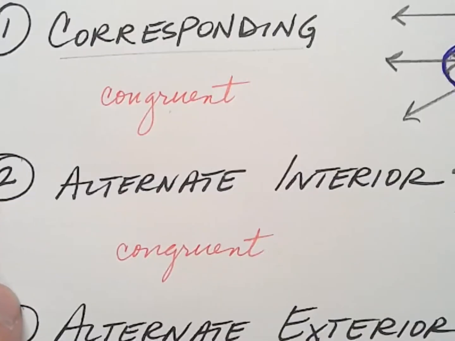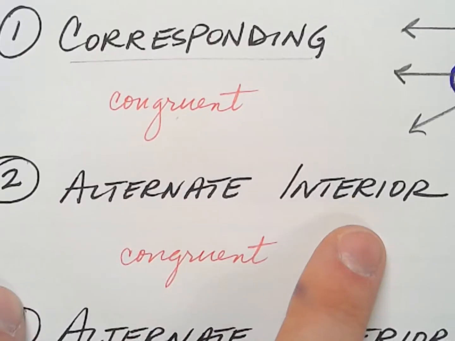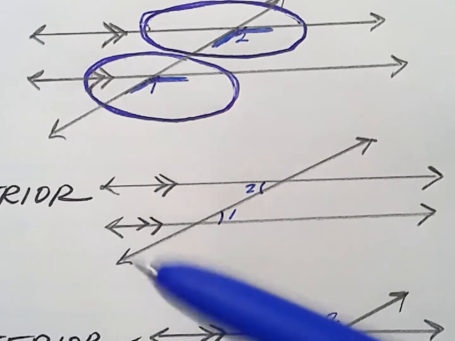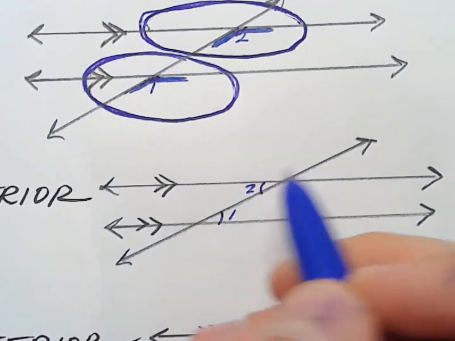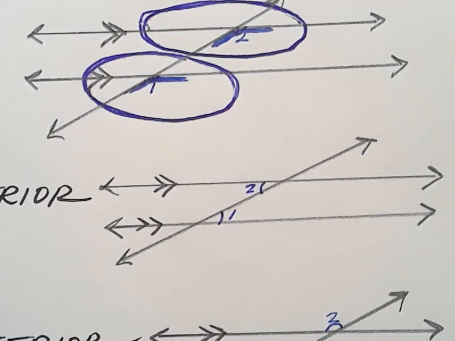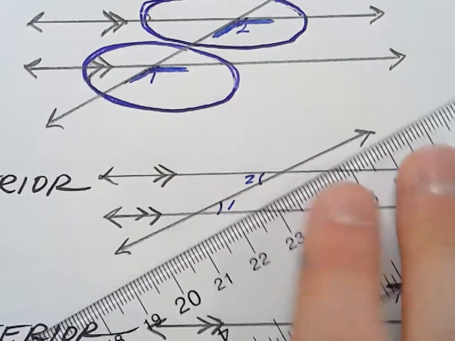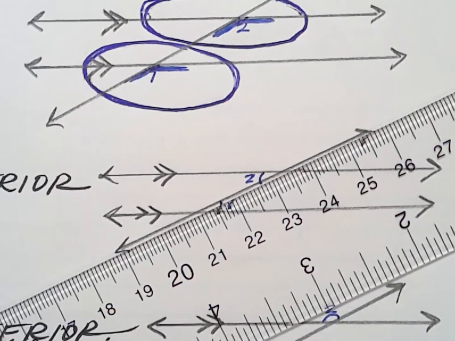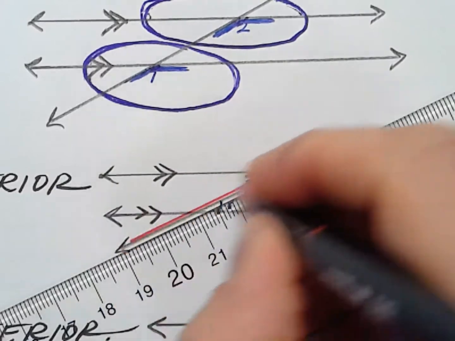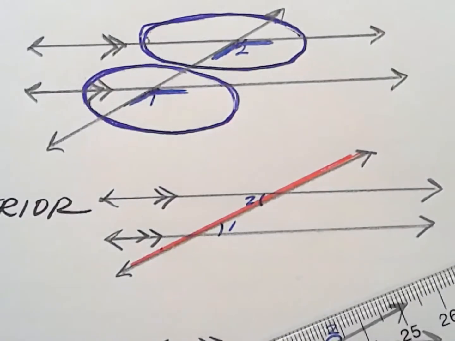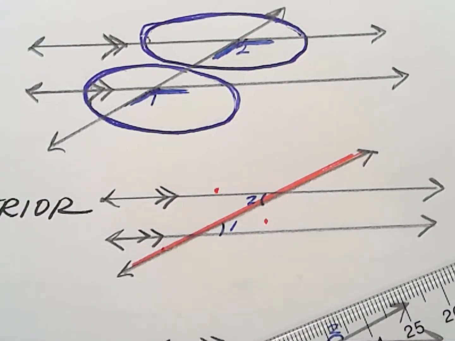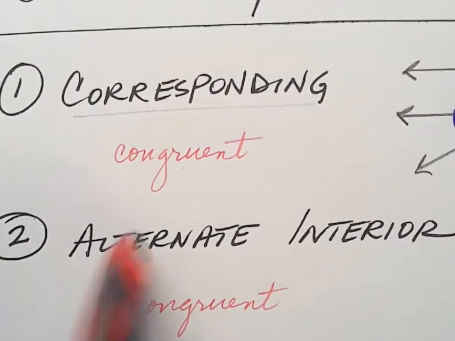The next kind is an alternate interior, and these are also congruent. And in this scenario here, I have indicated angle 1 and angle 2 are alternate interior. They're alternate because they are on opposite sides of the transversal. So if you notice here, if I draw in this transversal, they are on opposite sides of the transversal, right? Angle 1 is on this side and angle 2 is over here. So they're on opposite sides of the transversal. That's what makes them alternate. Okay, that's what that word means.